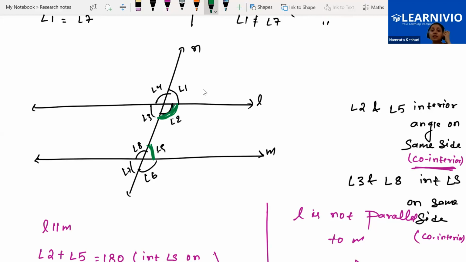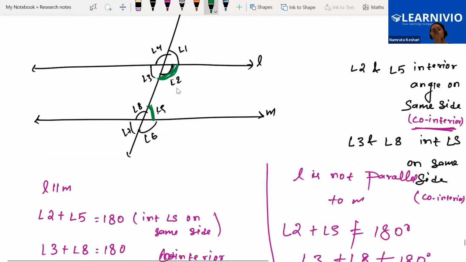Linear pair you should understand since we have already covered that part. But here these are the angles which we are talking about. Co-interior angle: interior angles on the same side of the transversal. Transversal we are having, on the same side we are having interior angles. That's called interior angles on the same side. The sum will be 180 degrees when two lines are parallel with each other and there is a transversal. Clear so far?